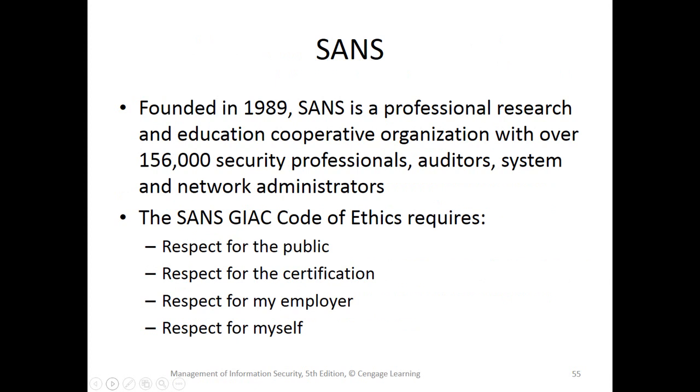The SANS Institute, basically founded in 1989, is a professional research and education cooperative organization with over 156,000 security professionals, auditors, systems, and network administrators. The SANS GIAC, Global Information Assurance Certification Code of Ethics requires something similar to the ISC Squared canon.